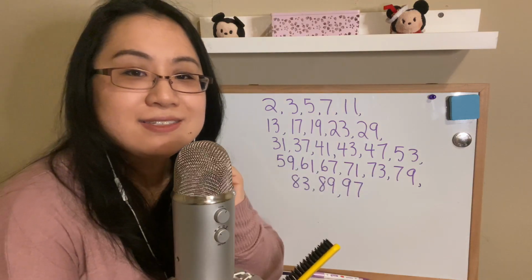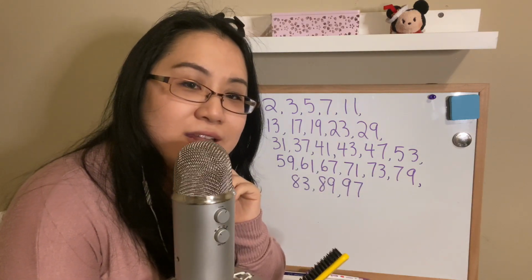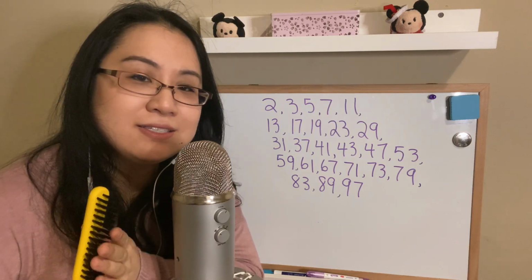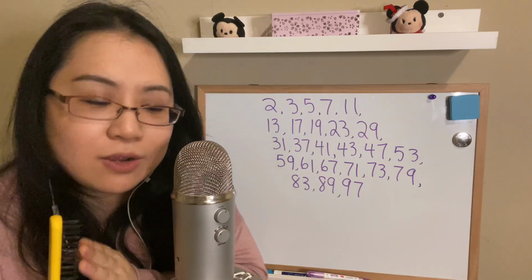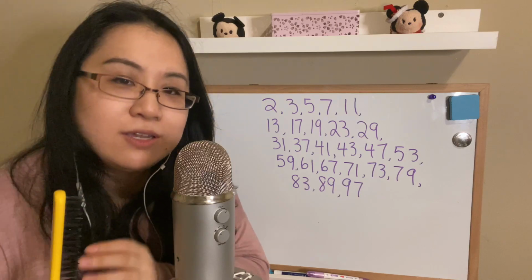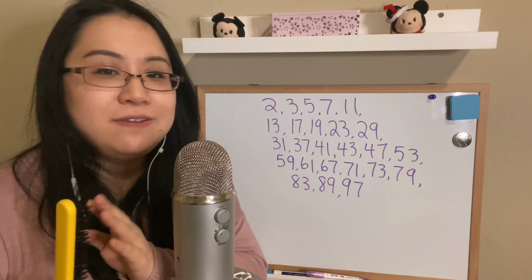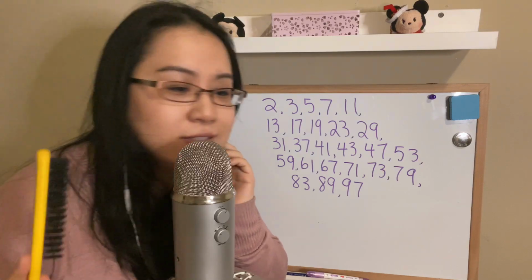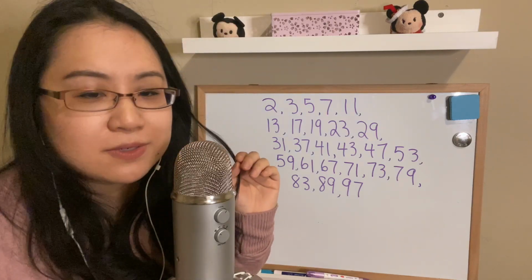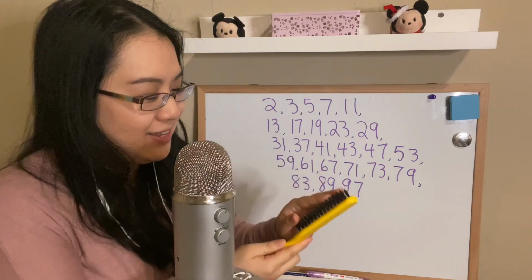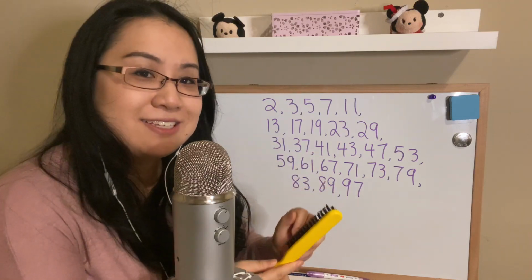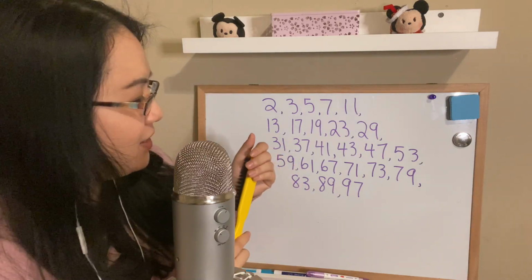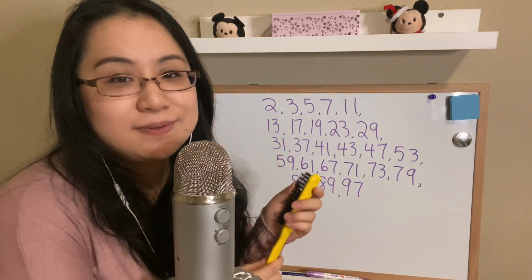99 is 3 squared times 11. And last but not least, 100. 100 is 4 times 25, perfect squares. So 2 squared times 5 squared. And that is it. So that's all the numbers from 1 to 100.